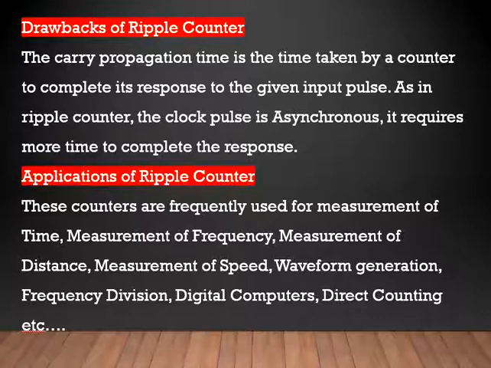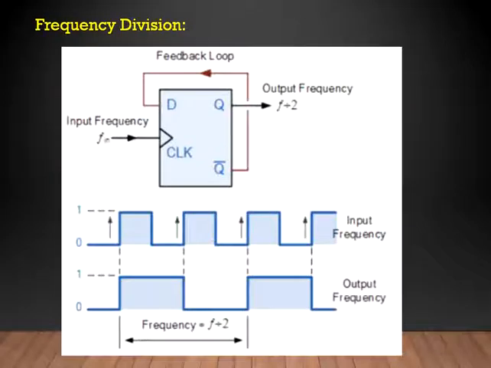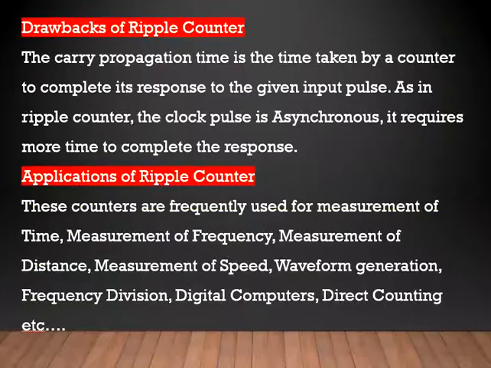The applications of the ripple counter would be that it can be used for frequency measurement, or I can say measurement of time, measurement of distance, measurement of speed, waveform generation, frequency division, digital computers, direct counting, etc. How frequency division can be done, I have explained to you. That is, we make use of the output Q bar as an input to the D flip-flop. So it's possible for us to divide. Moreover, it's possible for us to compute the frequency and the time.